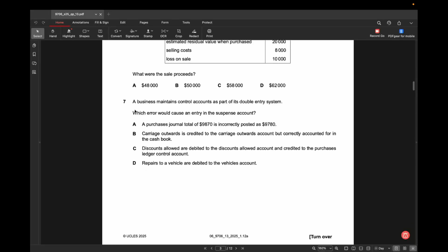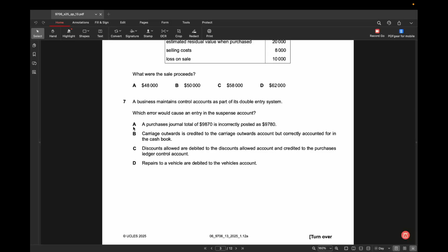7. A business maintains a control account as a part of its double entry system. Which error would cause an entry in the suspense account? So we are preparing the control account. So why would there be a suspense account, or what entry causes a suspense account? Okay, so basically, if there is a one-sided error, then we create a suspense account.